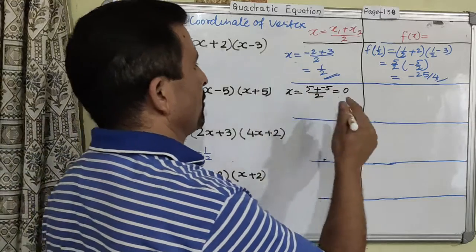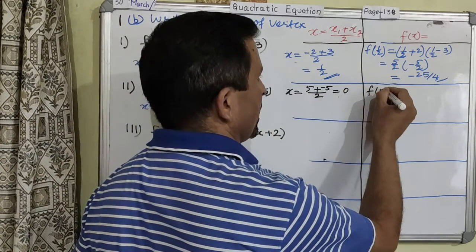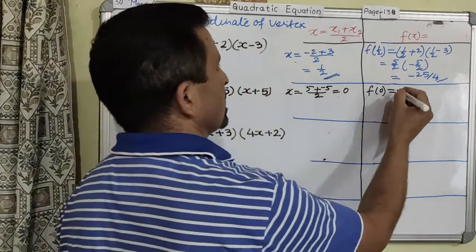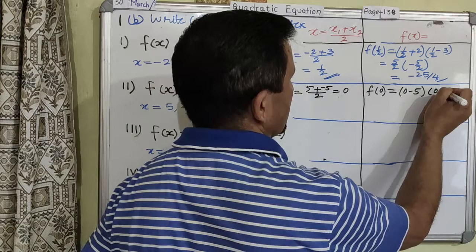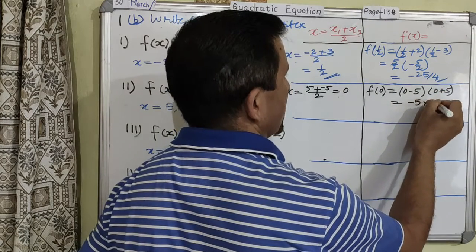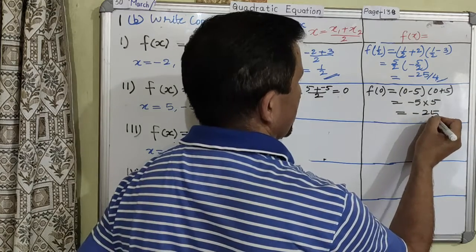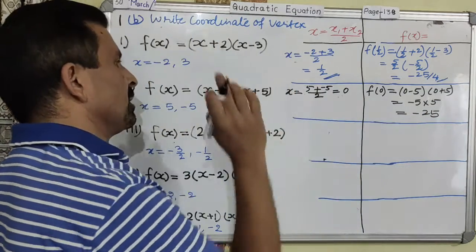Now we will find the value of y for this value of x. So we can put the value of x as equal to 0 and now use this equation. So 0 minus 5 into 0 plus 5. This is 0 minus 5, which is minus 5, into plus 5. Your answer is minus 25. So this pair of numbers, 0 and minus 25, gives you the coordinate of your vertex.